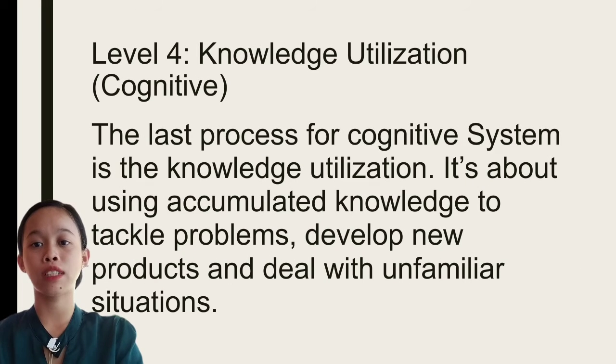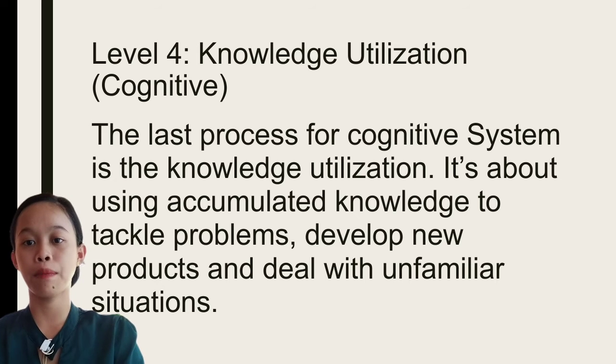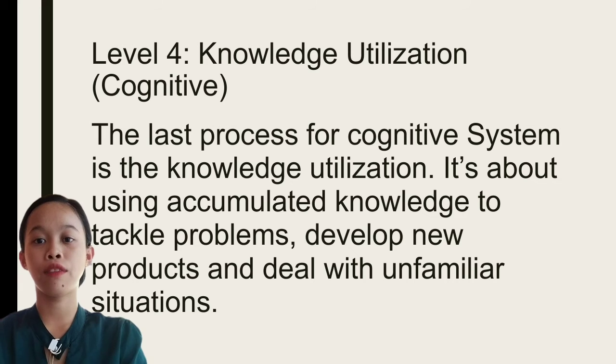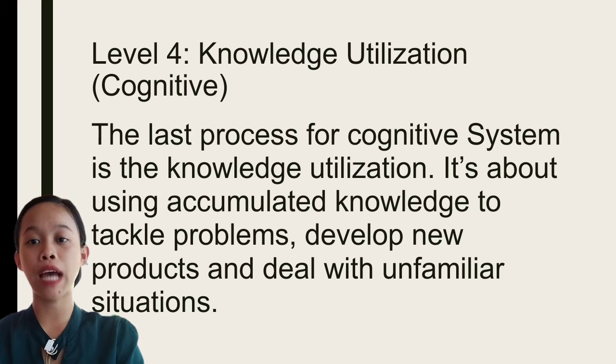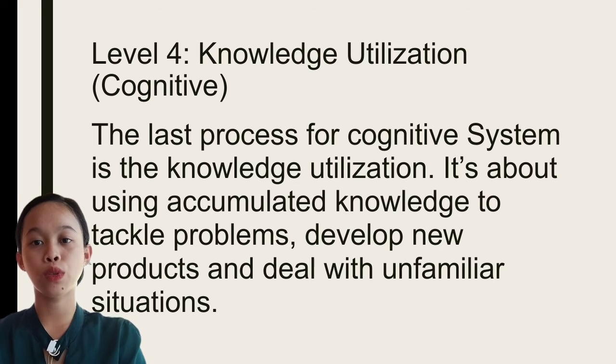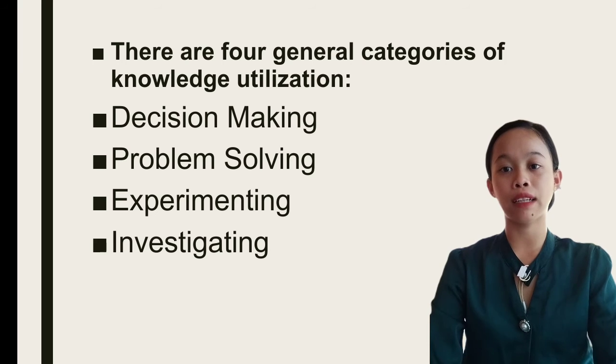The last process of the cognitive system is knowledge utilization. It's about using accumulated knowledge to tackle problems, develop new products, and deal with unfamiliar situations. For example, an engineer might use knowledge of Bernoulli's principle to solve a specific problem related to lift in the design of a new type of aircraft. There are 4 general categories of knowledge utilization: decision making, problem solving, experimenting, and investigating.